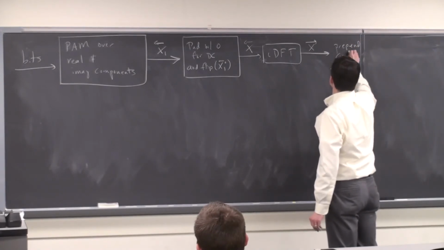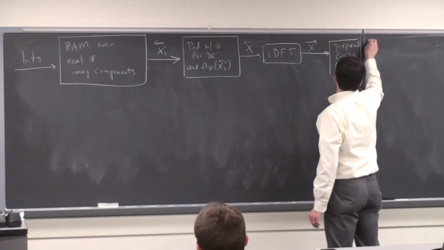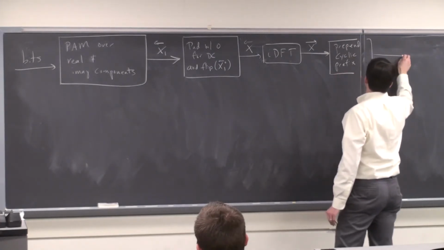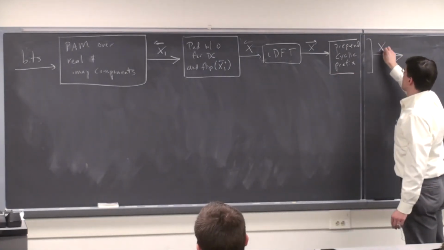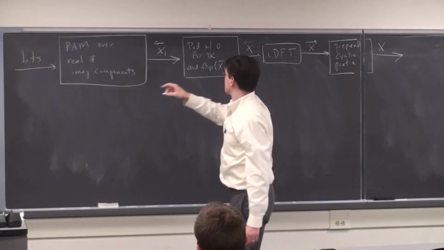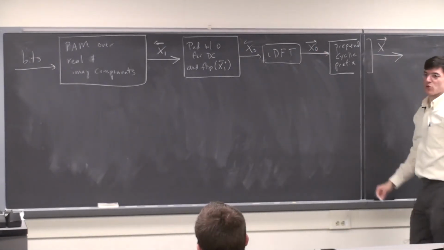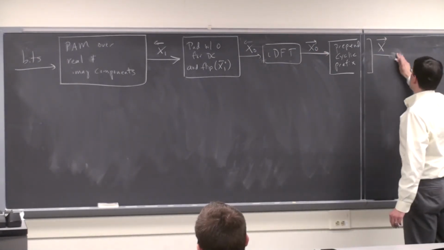You then prepend the cyclic prefix. That gives you, well, I guess if I want to match the notation from over here, I should really call this x0, right? And then x is post prefix. That goes through the channel.